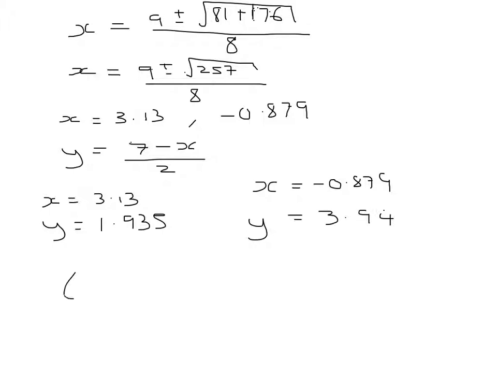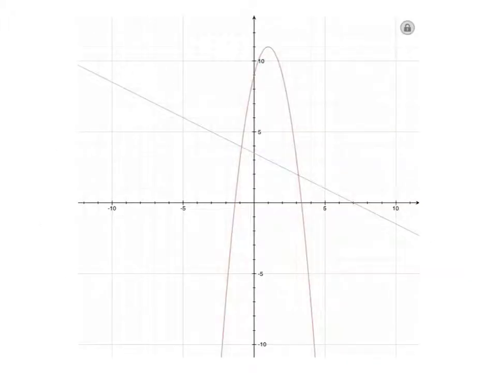So the 2 points of intersection are going to be (3.13, 1.935) and (negative 0.879, 3.94). And if you look at the graph, this is the two graphs plotted, which you can do on your calculator. You can see that you've got your 2 points. The one there, which is your negative x value, and y was 3.94 or something like that, and your other one there.